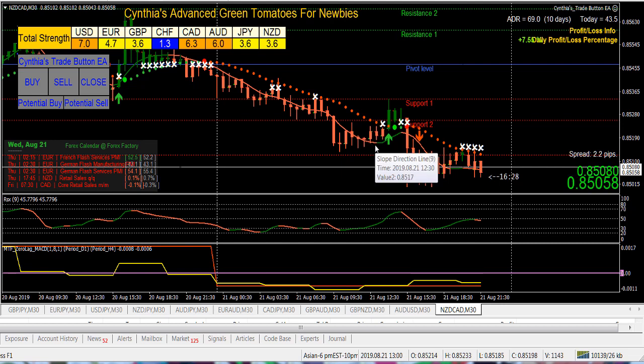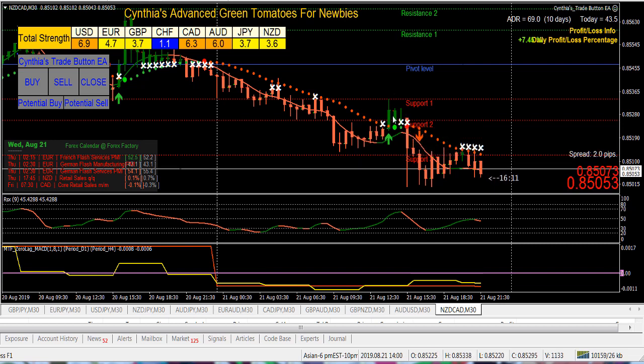This particular pair ran right through the Asian session and the Frankfurt session and then London session, and then had this pullback and then had another push to the downside. So this was a great pair to trade.